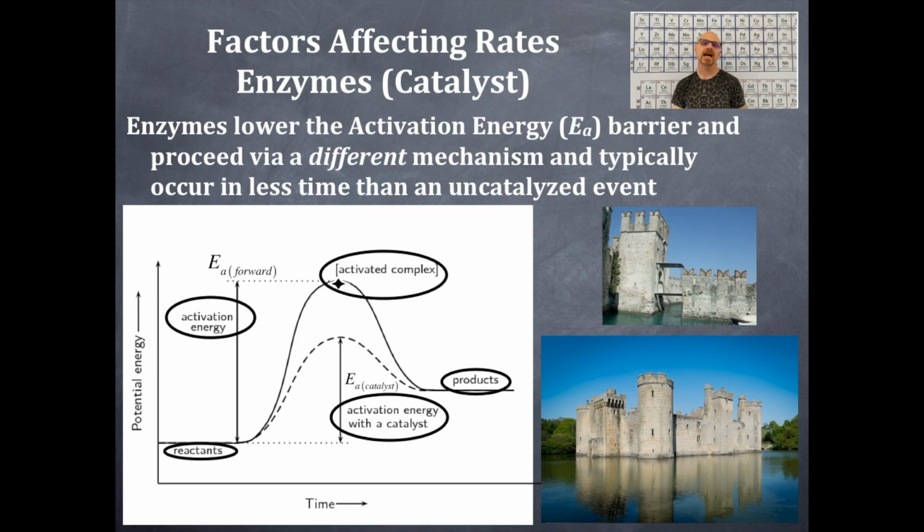So, an uncatalyzed event is going via the moat. A catalyzed event is a different mechanism and going across the drawbridge. It costs less energy.